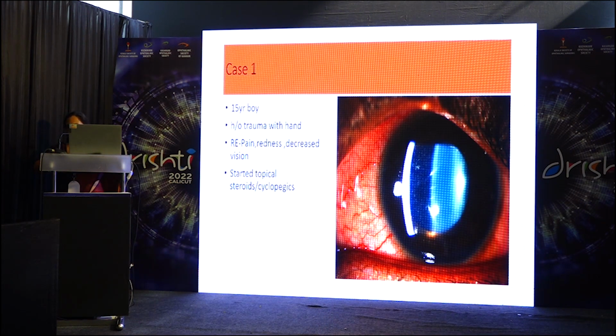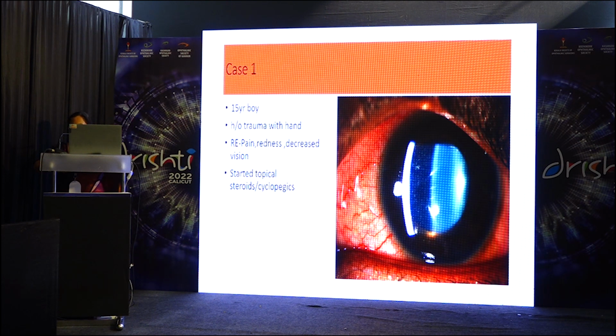Now let us go through a few cases. This was a 15-year-old boy who presented to us with a history of trauma. He had pain, redness, and decreased vision. If you see, there is a significant amount of congestion with AC reaction and a few KPs. So what we are dealing with is a case of acute onset non-granulomatous uveitis following trauma.